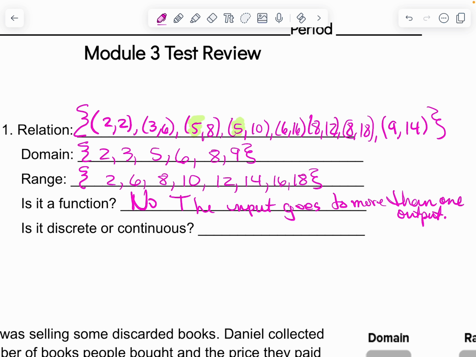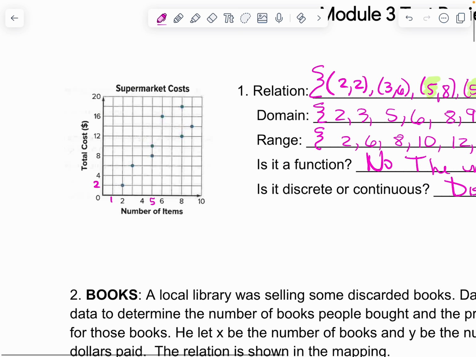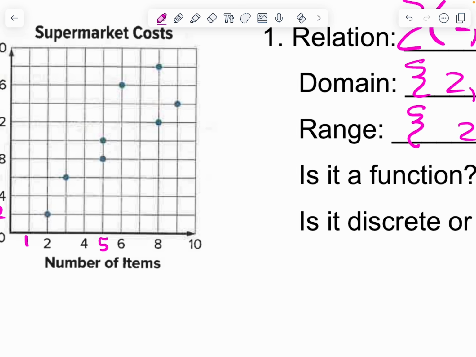Is it discrete or continuous? It is discrete. Even though it's not a function, it is discrete in the fact that it only has the dots. It doesn't have any kind of line.